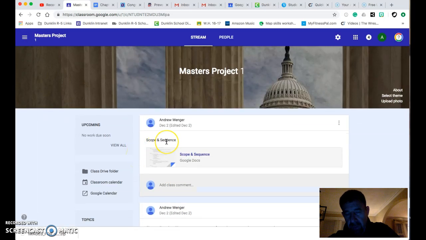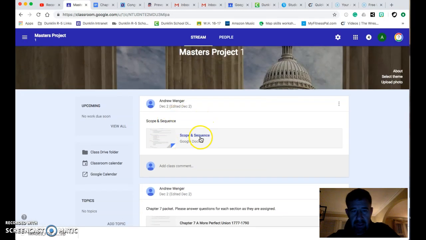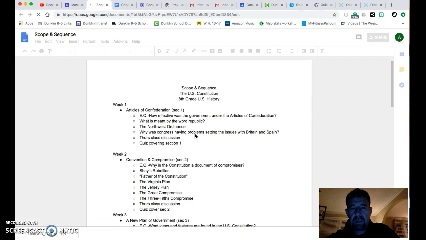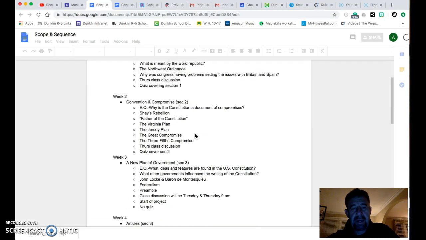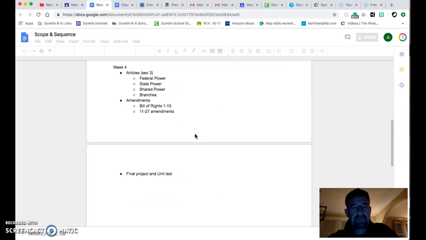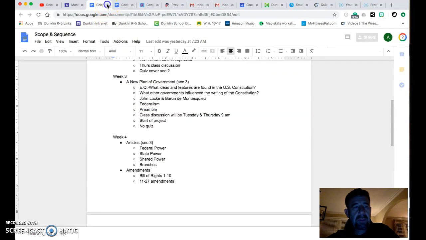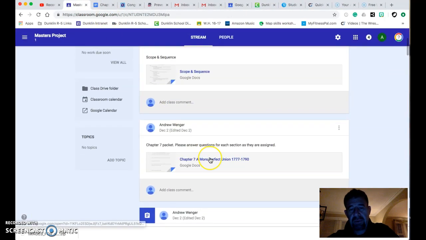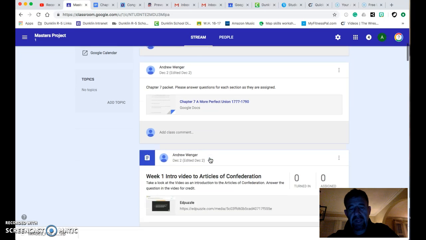I'll just sort of go through what I put on there. I have my scope and sequence document that just goes over what's in my unit and goes through about the 4 weeks of my unit. And then I also have a packet that went through it. Here it is, that the students would have.